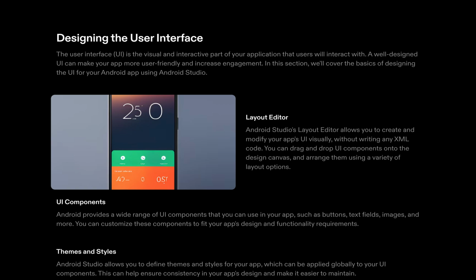Now, UI components. What are these UI components? Android provides a wide range of UI components that you can use in your app, such as buttons, text fields, images, and more. You can customize these components to fit your app's design and functionality requirements.